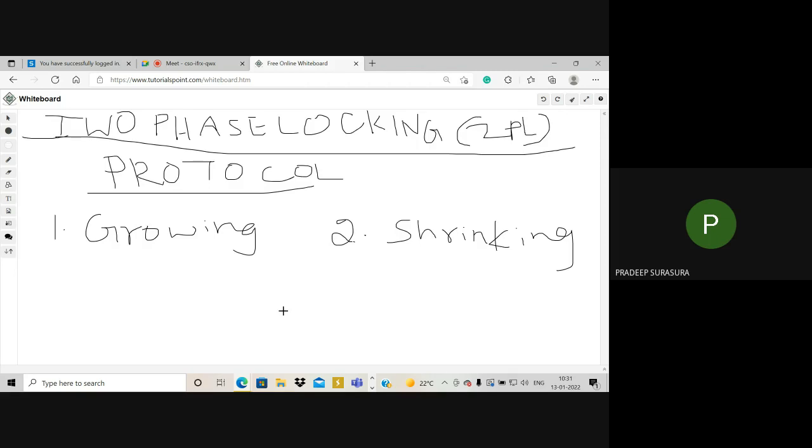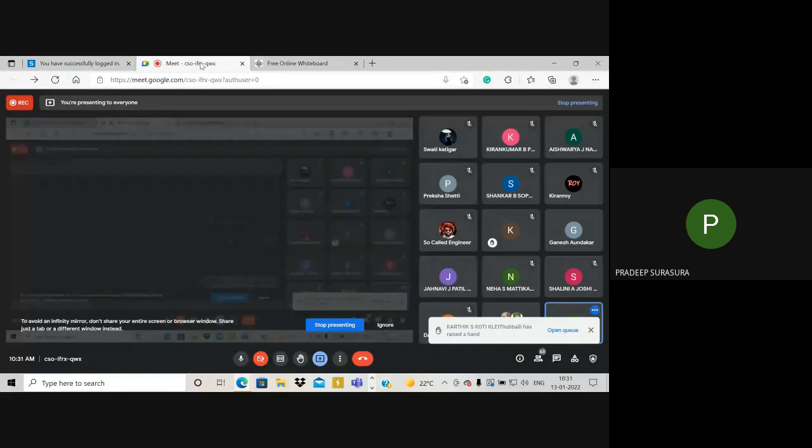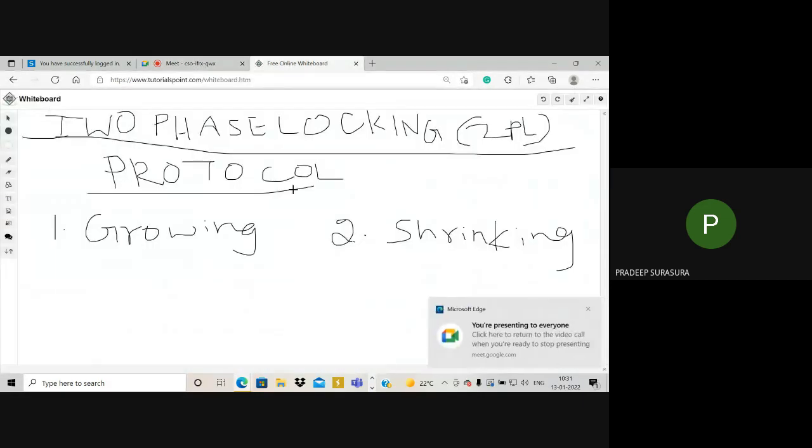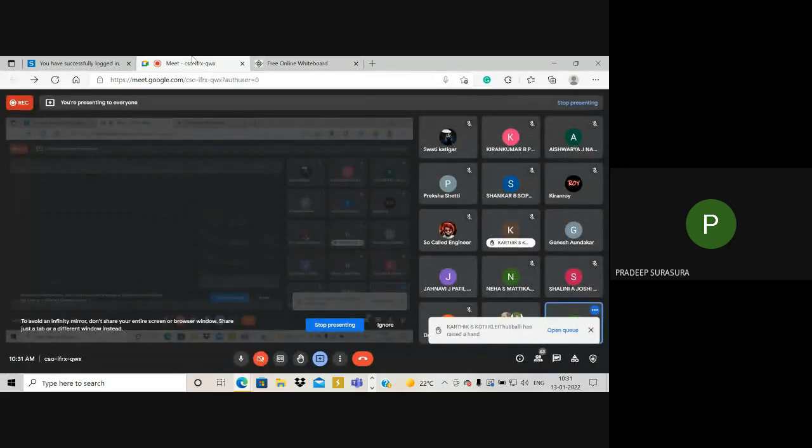Any transaction or process which wants to access the data, has anybody raised a hand? Yes, Karthik, you want to say something? You raised your hand, so I asked you. Karthik S. Koti, do you have any question? No, sir. No? You raised your hand, so ask.